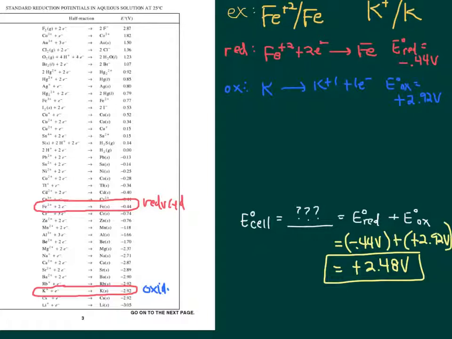So if I were to actually make an electrochemical cell with an iron electrode in an iron solution and a potassium electrode in a potassium solution, and I hook it up, electrons should flow from the potassium to the iron, right? Potassium is getting oxidized, so it's losing electrons. And the reduction, of course, is a gain of electrons. Remember, OIL RIG. So these two reactions should take place, and the voltage of my cell should be about 2.48 volts.